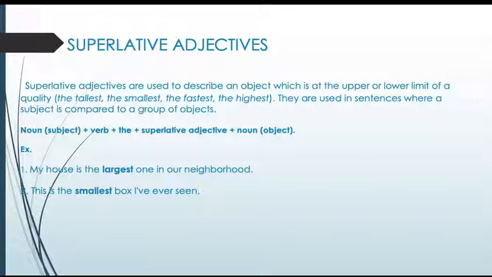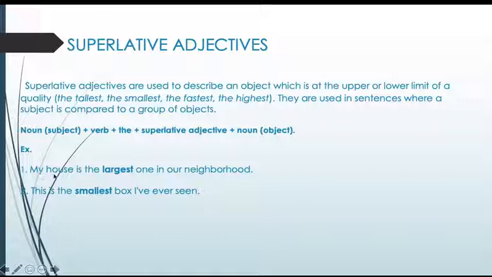What does superlative adjective mean? Superlative adjectives are used to describe an object which is at the upper or lower limit of quality. They are used in sentences where the subject is compared to a group of objects. Subject, verb, the, superlative adjective, object.